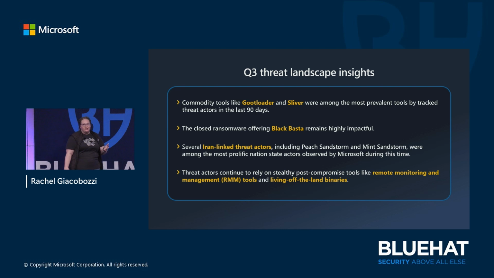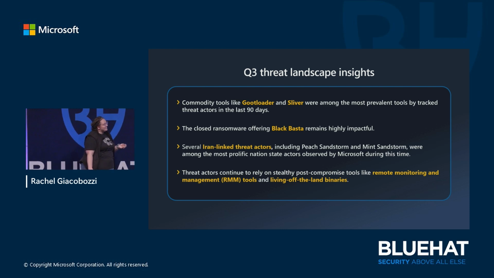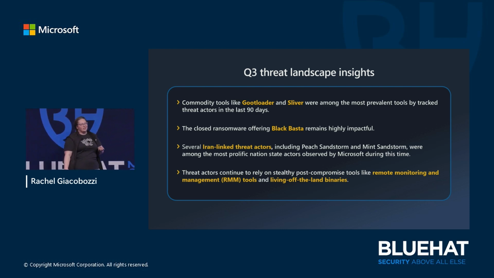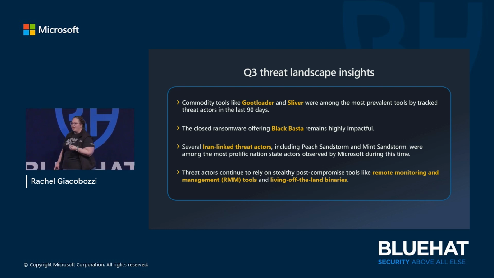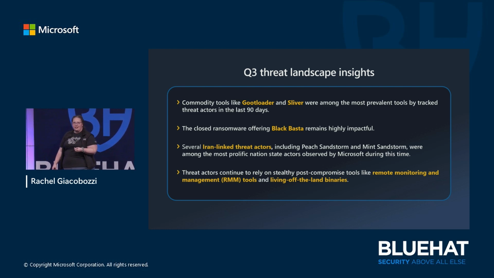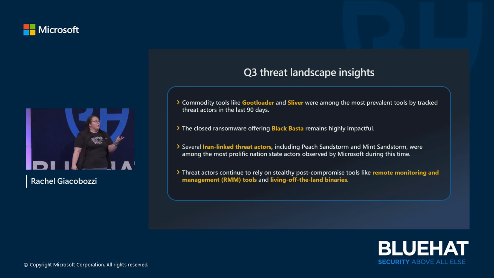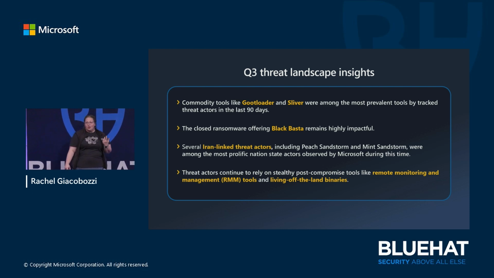As we look at the threat landscape highlights, a few things really stood out to us. First, commodity tools like Bootloader and Sliver were still our most prolific tools used by threat actors during that 90-day period, and they're most commonly used in ransomware operations. Speaking of ransomware, Black Basta was still our most prevalent ransomware during that period. And Iranian-based nation-state actors like Peach Sandstorm and Mint Sandstorm were our most active.